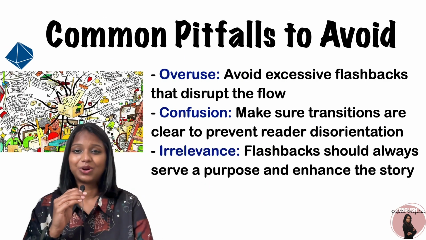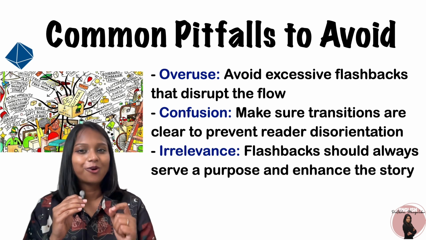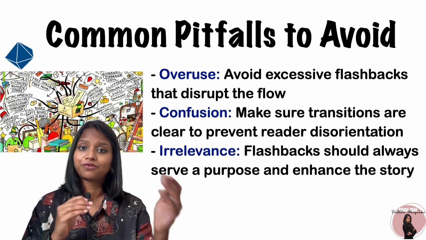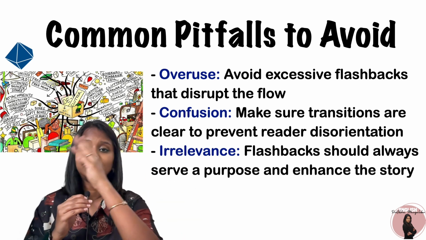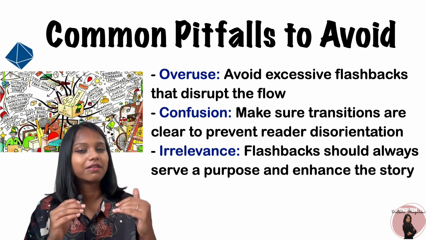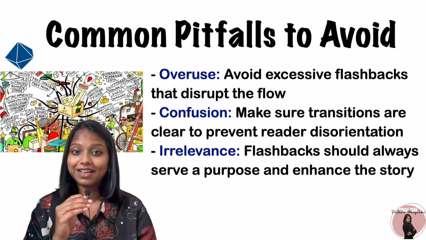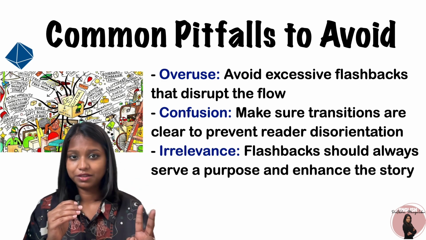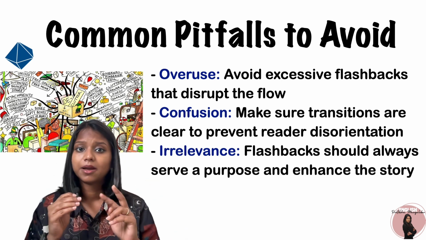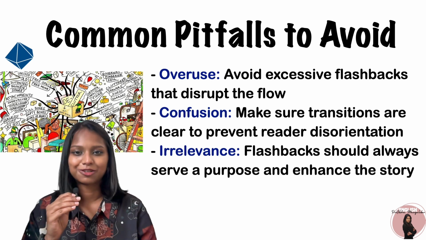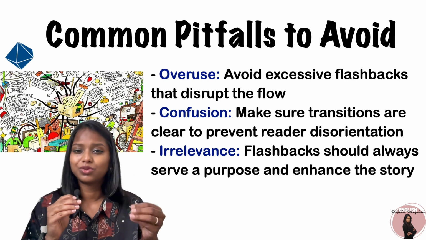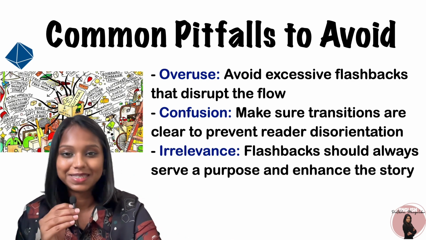These are the common pitfalls to avoid. We must be cautious of overusing flashbacks. They can disrupt the flow of your story because you are constantly shifting from past to present, present to past, and so on. So always use flashbacks sparingly, only where it is important. Ensure that transitions are clear to avoid confusing your readers, because when they are reading, they shouldn't constantly shift between past and present. And remember, each flashback should serve a purpose and add more value and meaning to your story, and not just be used to fill the space.